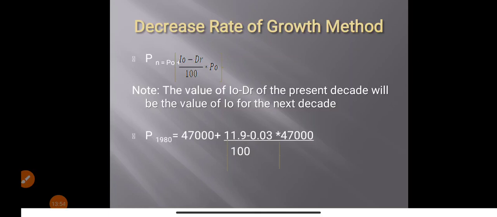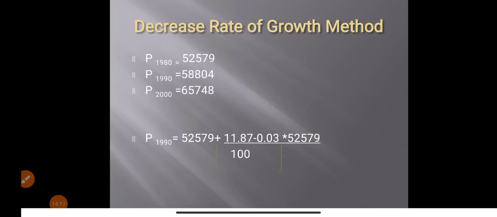That is the dr. I naught is 11.9, the previous year's percentage increase in population, whereas 0.03 is the average decrease in population, that is 0.03 divided by 100. Then we have to multiply it with the 47,000. Finally, this value should be added to the 47,000. That gives the value of 52,579. Please do the calculation.